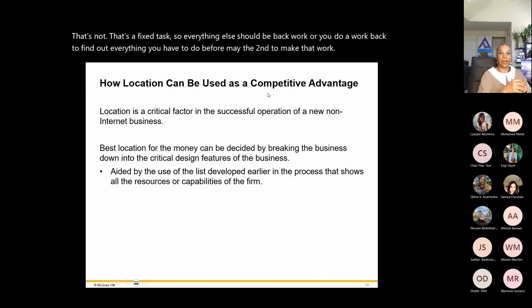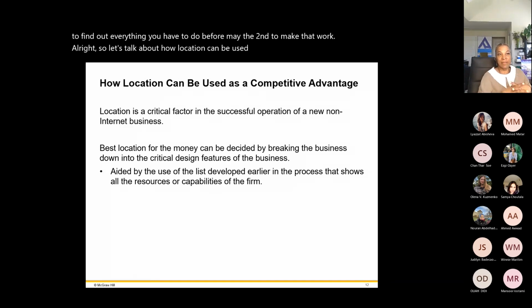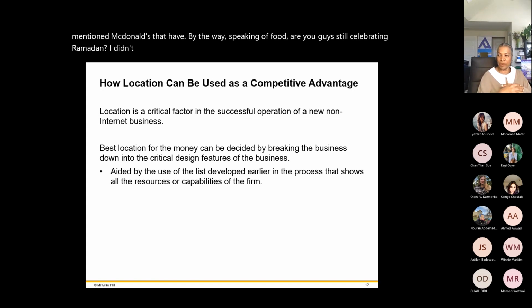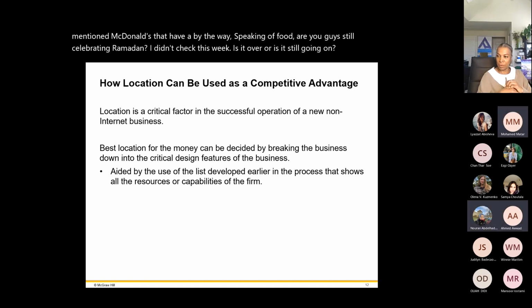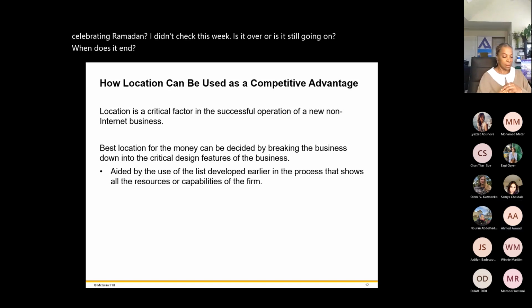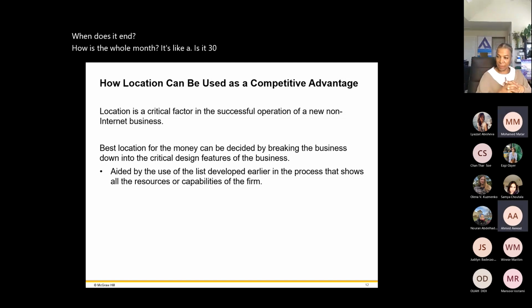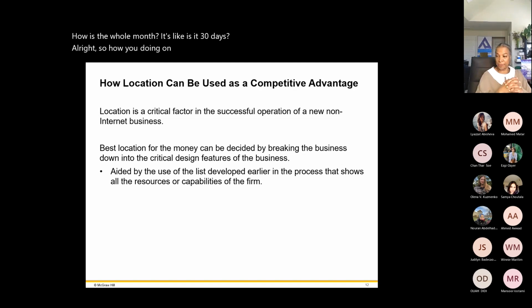All right, so let's talk about how location can be used as a competitive advantage. And I mentioned McDonald's. Oh, by the way, speaking of food, are you guys still celebrating Ramadan? I didn't check this week. Is it over or is it still going on? Yes, still going on. When does it end? It's a whole month, 29 or 30 days. All right, so how are you doing on Ramadan? Are you doing okay?